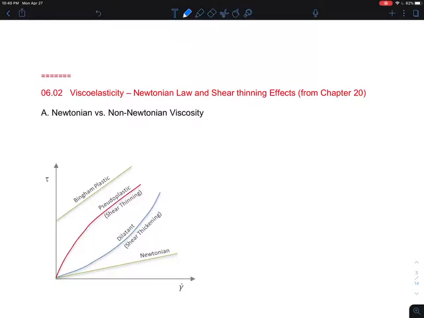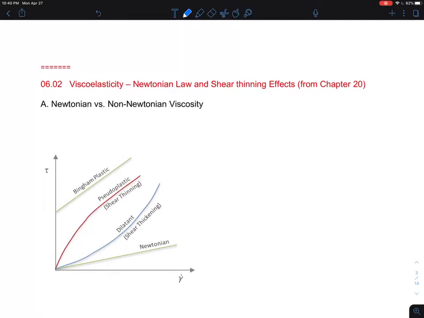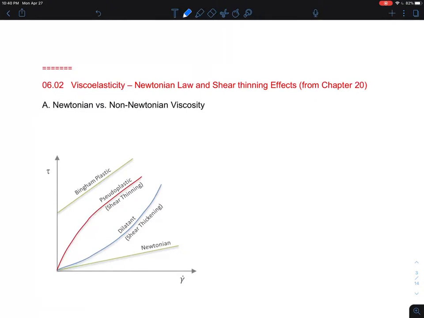So this section is about viscoelasticity, and then I want to talk about the Newtonian versus non-Newtonian viscosity. This section is actually not so well described in the textbook, but I think it's important. So for me, I wanted to discuss this concept.